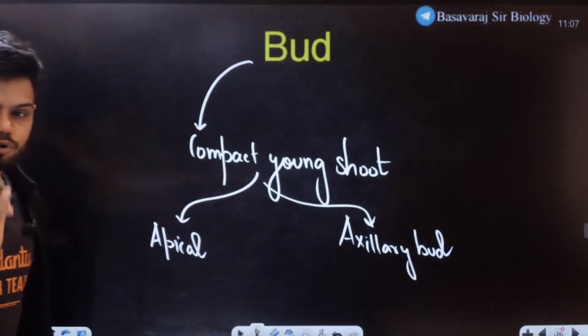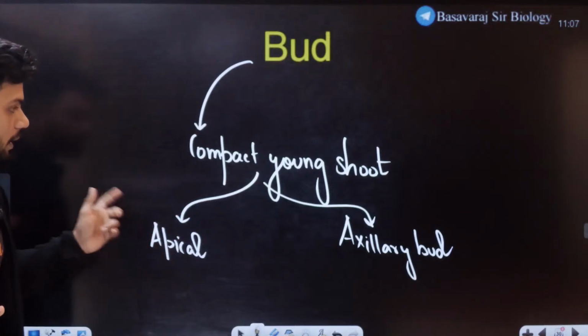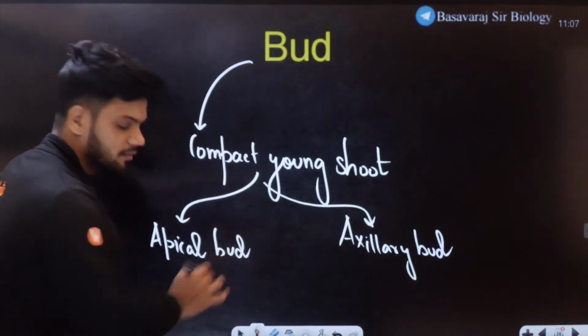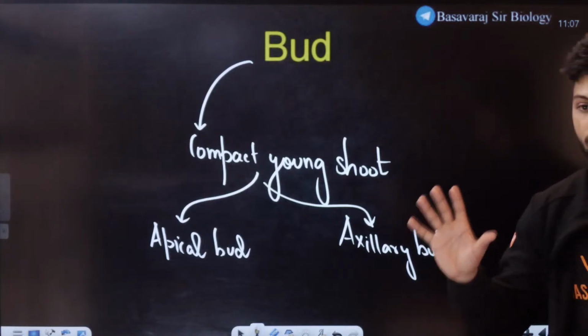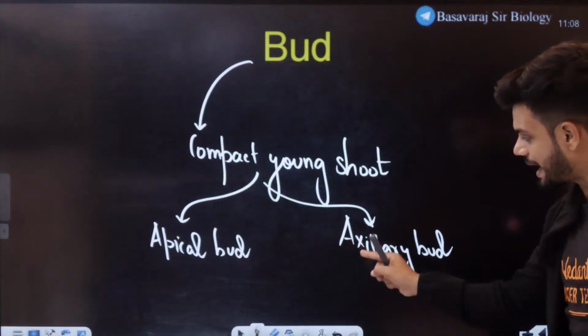How many of you understood the concept? Tell me honestly now, how many of you understood the concept of bud, compact young shoot, two types, apical bud and axillary bud? Do not lie to me. I need only honest answers. No drama in my class. If you understood, fire emoji in the chat, I will know. What is a bud? Okay. So there is compact young shoot, apical bud, axillary bud.